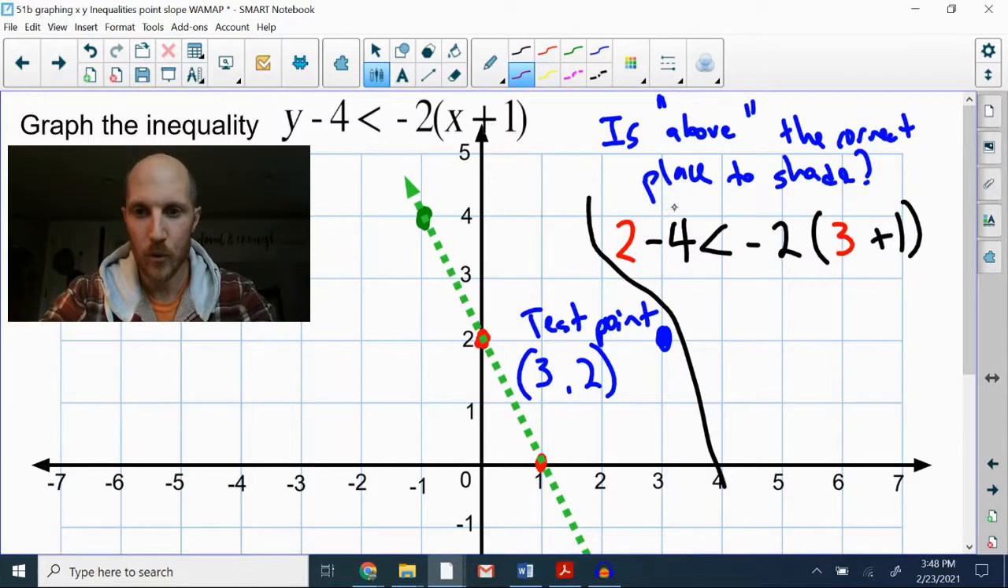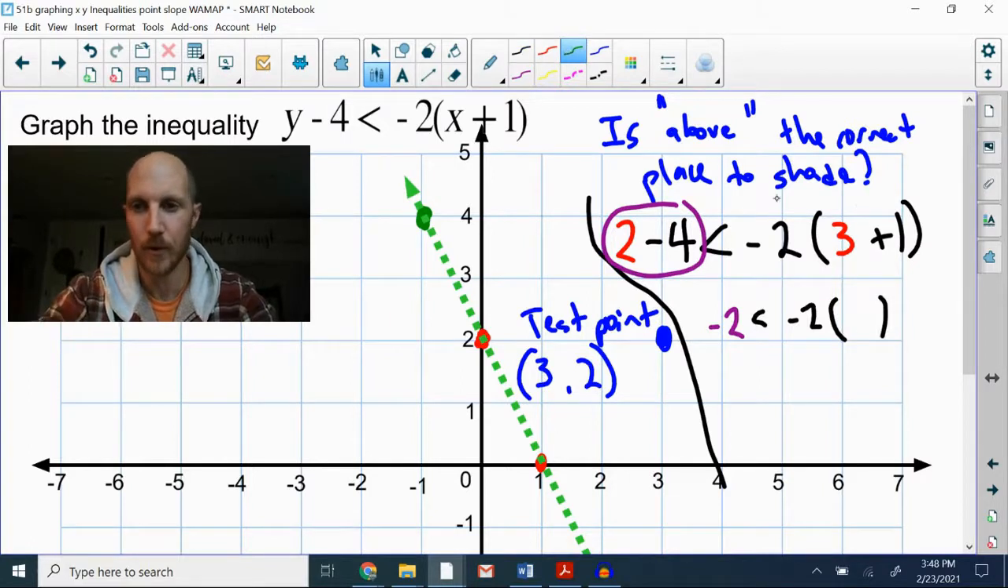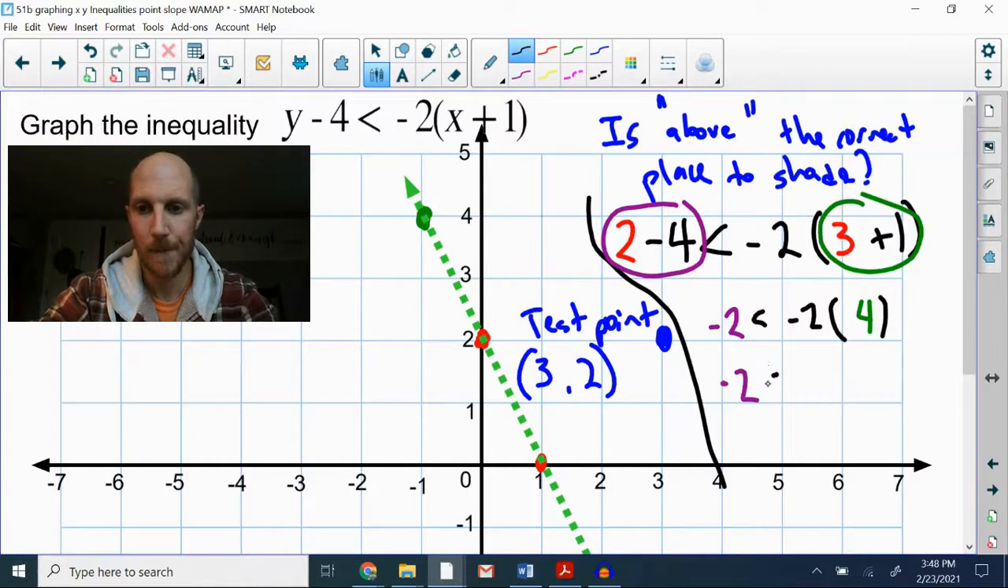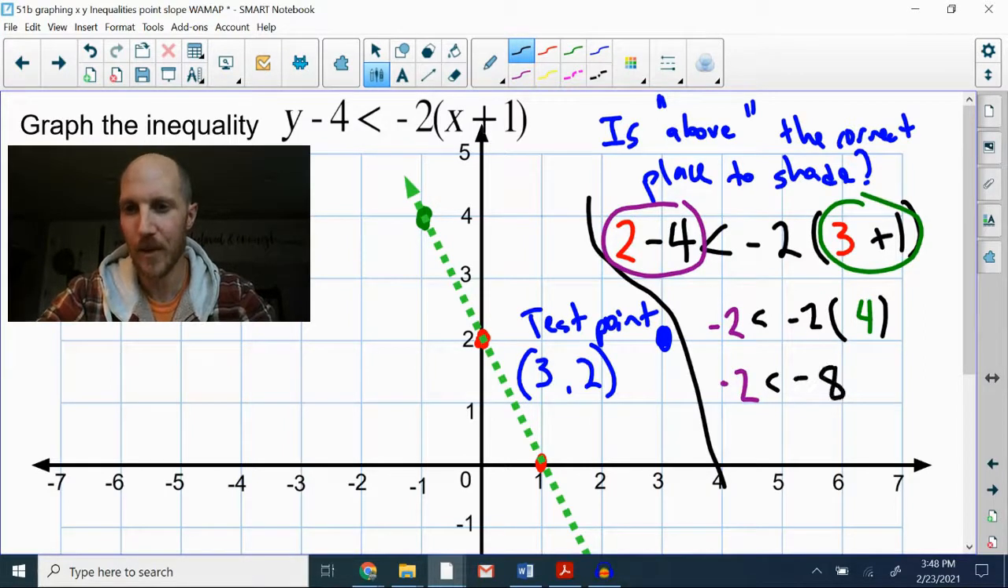Okay, so let's start on the left side here. 2 minus 4 is going to be -2, inequality symbol. And then -2, that stays put. We're going to multiply afterwards. We need to do the inside of the parentheses first. 3 plus 1 is 4. And now we're going to multiply. So -2 less than, we multiply -2 times 4, that's -8.